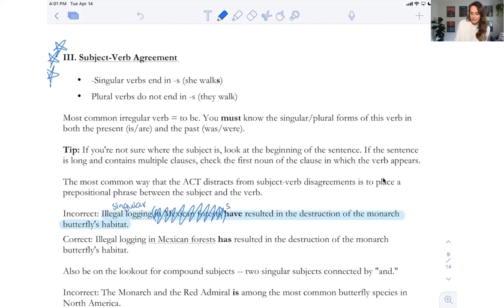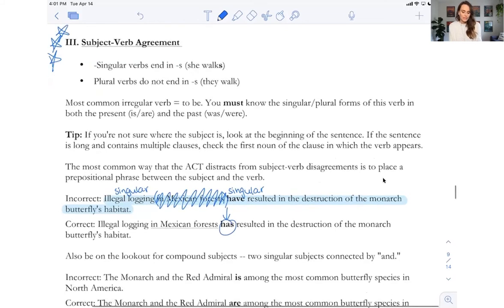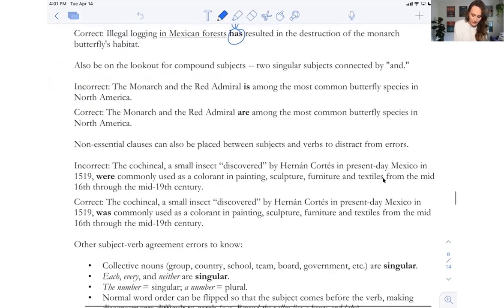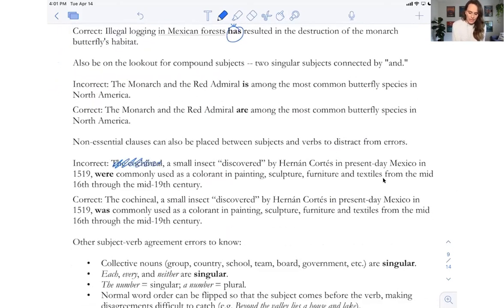So I need a singular verb, which is why "has" is the right answer choice here. The same thing happens when you have a non-essential phrase separated by a pair of commas. So here we can eliminate our introductory phrase, and then "a small insect," actually here is our comma, and here's our other comma. I need to follow my own advice and look for all the commas. So this whole phrase, "a small insect discovered by Cortez in present-day Mexico in 1519."